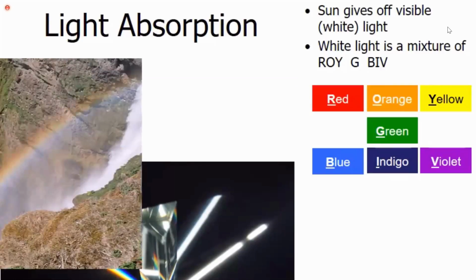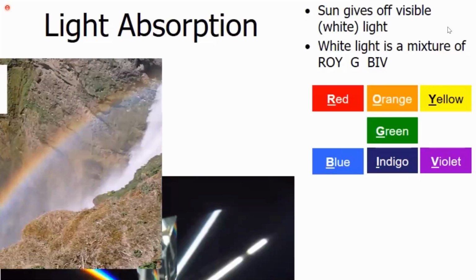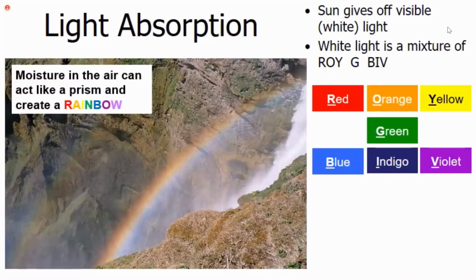Moisture in the air can act like a prism and create a rainbow. You ever notice after it rains, you can sometimes see a rainbow in the sky, or in this case, near a waterfall, because of all the moisture in the sky. The moisture separates the light, the sunlight, into the rainbow colors that you see.